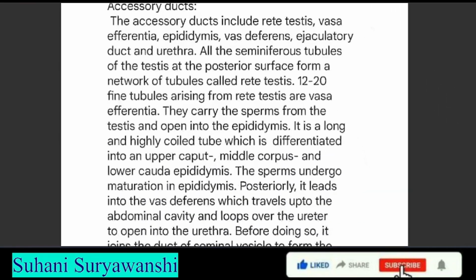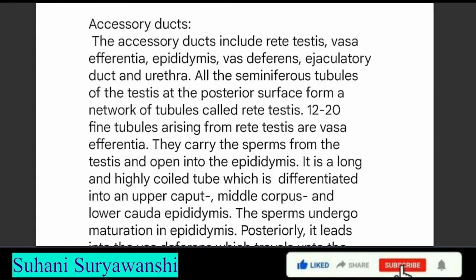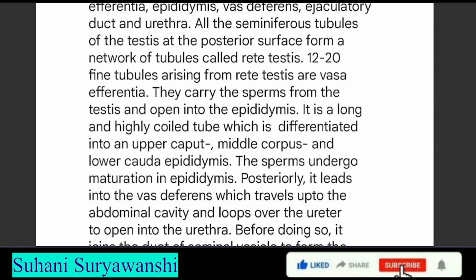The accessory ducts include rete testis, vasa efferentia, epididymis, vas deferens, and ejaculatory duct and urethra. All the seminiferous tubules of the testis at the posterior surface form a network of tubules called the rete testis. 12 to 20 fine tubules arising from the rete testis are vasa efferentia. They carry the sperm from the testis and open into the epididymis. It is a long and highly coiled tube which is differentiated into an upper caput, middle corpus, and lower cauda epididymis. The sperm undergo maturation in the epididymis.